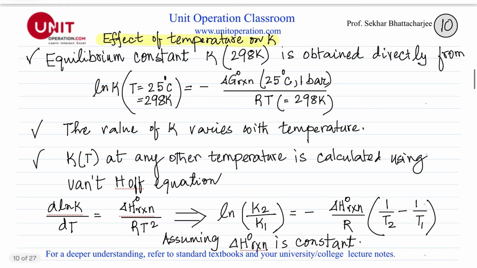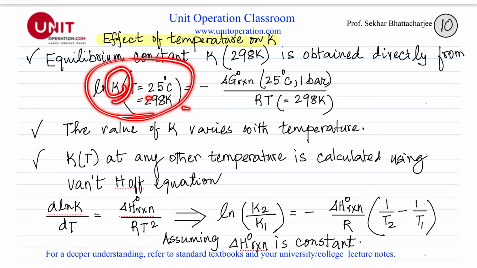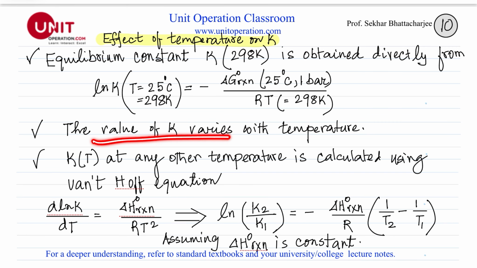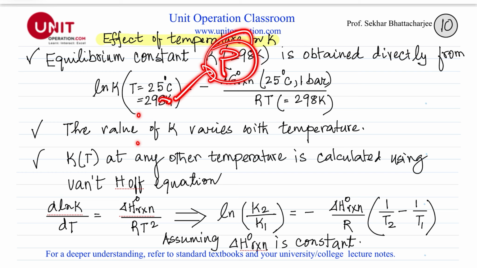Let us spend a minute on the effect of temperature on K. We have seen how to calculate the value of the equilibrium constant at 298 K. From this particular value, you can calculate the value of K at any other temperature. This is the way you calculate the value at 298 K. The value of K, of course, varies with temperature. Pressure affects it in a different way. But these are values of K which are a function of T only.